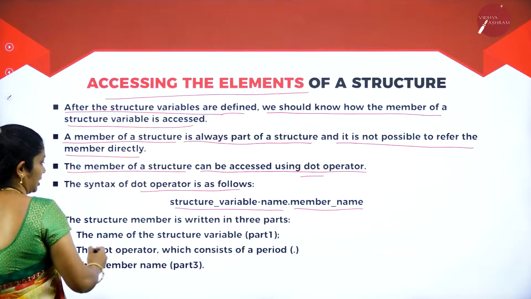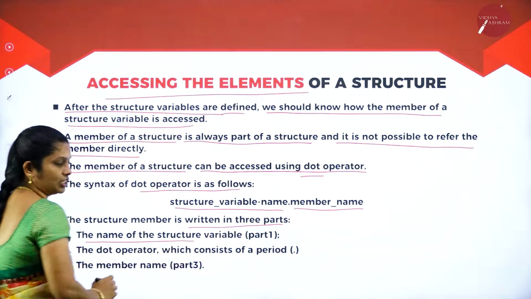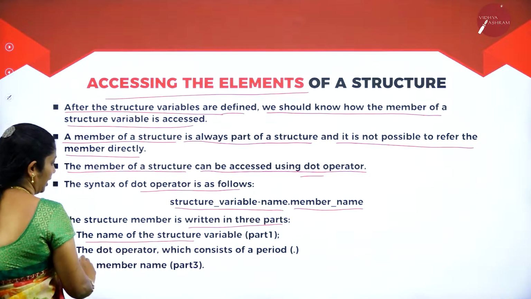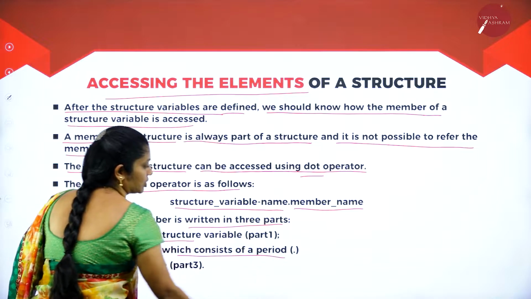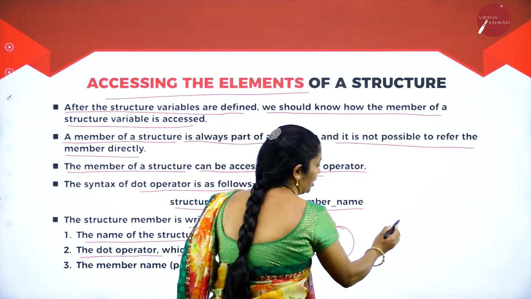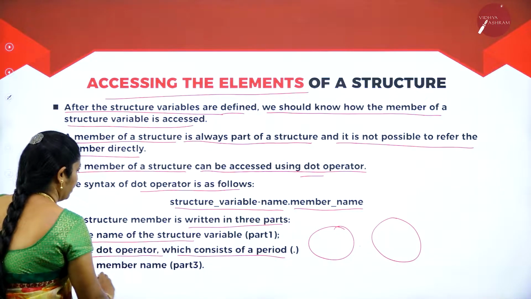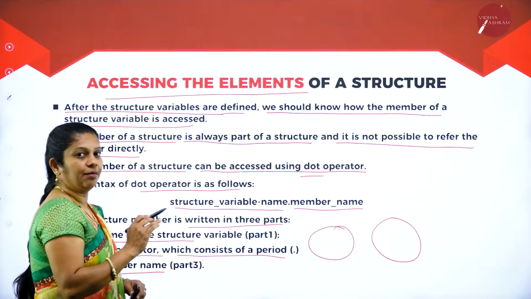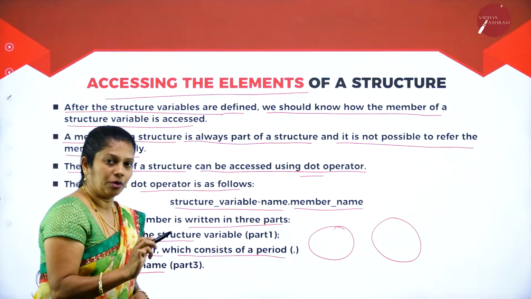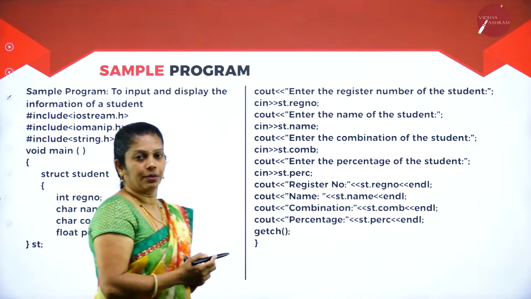The structure members are written in three parts. The first part is the name of the structure whose data we are accessing. Then the dot operator. That means first you write the structure name, then dot, then the member name of the variable you are accessing. So it contains three parts: the structure name, the dot operator, and the member name. Now we are going to explain this with one simple program.